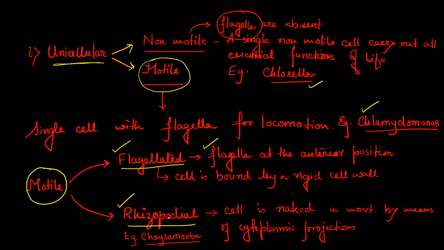In rhizopodial form, what do you see? The protoplast or the cell is naked and the movement is carried out by means of cytoplasmic projections. This is very much similar to movements in amoeba, that is amoeboid movement. I hope till here it is clear. Now we'll move on to the multicellular form.